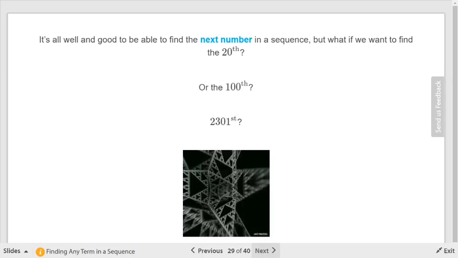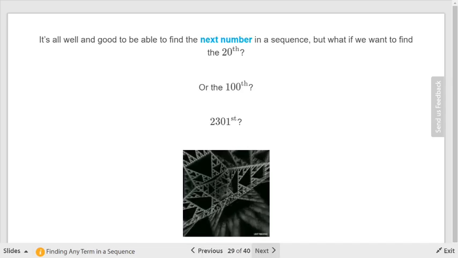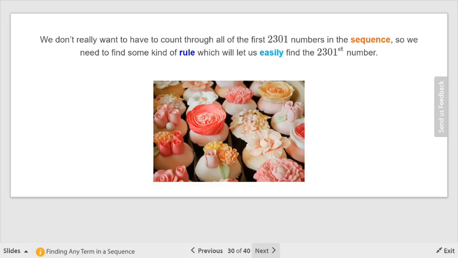We've done rules before. We've talked about this before, but I've still got to go through the lesson. So let's talk about it. We can just find a rule to look at the numbers.